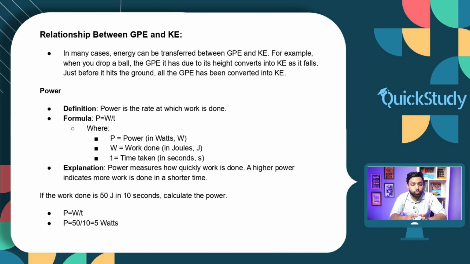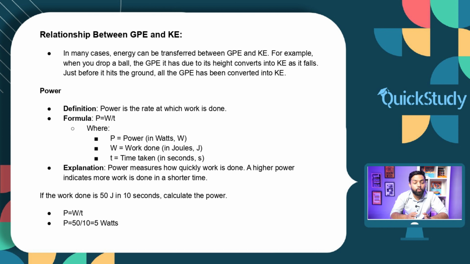If this example was too difficult for you to understand, we can do a simple example to understand the relationship between GPE and KE. In many cases, energy can be transferred between GPE and KE. For example, if we drop a ball from a particular height, due to its height, it has GPE. Now, when we drop it, it's moving. So the GPE is basically converting into kinetic energy as it falls. And just before it hits the ground, all the GPE has been converted into kinetic energy. So that is how GPE is equal to kinetic energy.